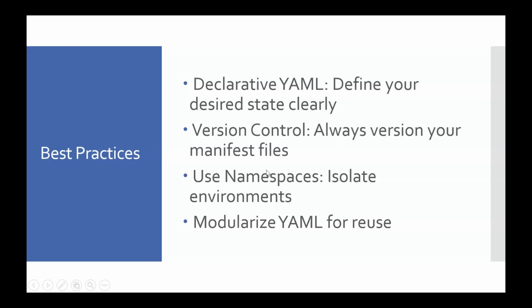Okay, use namespaces to isolate the environment. Generally, there is a concept of namespaces in Kubernetes. We can use that to isolate the environments. You can create different environments like dev, test, pre-production, production in the same cluster using the namespaces. Okay, it is best to write your YAML manifest file in modules, so that you can reuse that for later use.